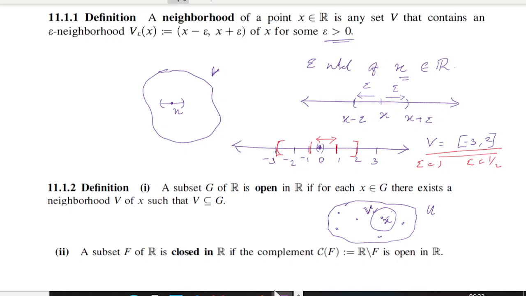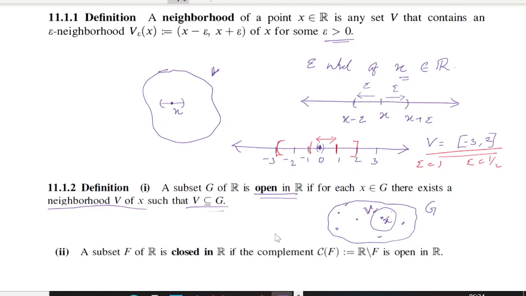So a subset G of R is open in R if for each x belonging to G, there exists a neighborhood V of x such that V is contained in G. Instead of U, you can take this open set as G, because in the definition it is given as G. So when I am taking this as G, I should find a neighborhood. Now our question is, will every neighborhood be open?